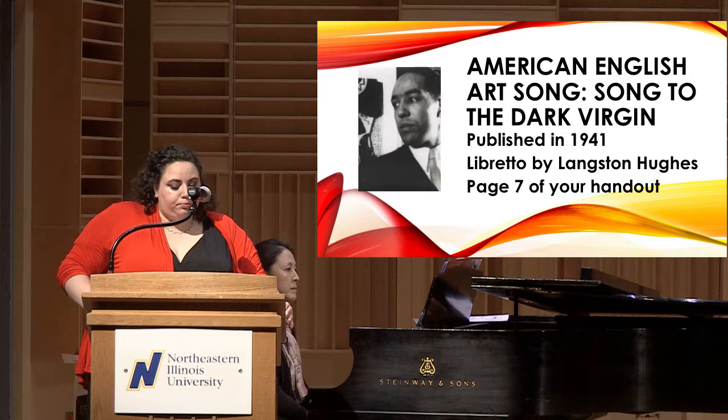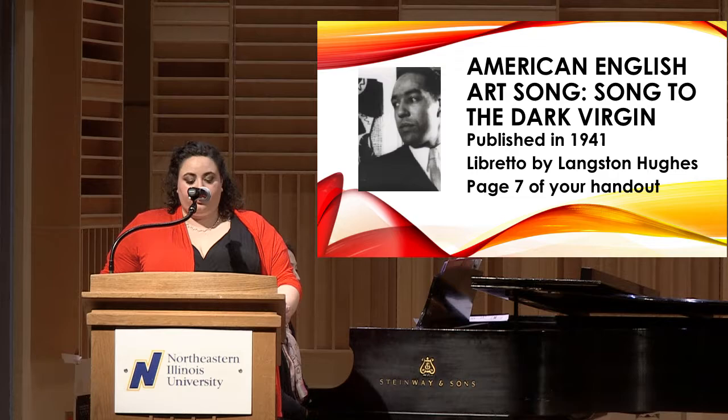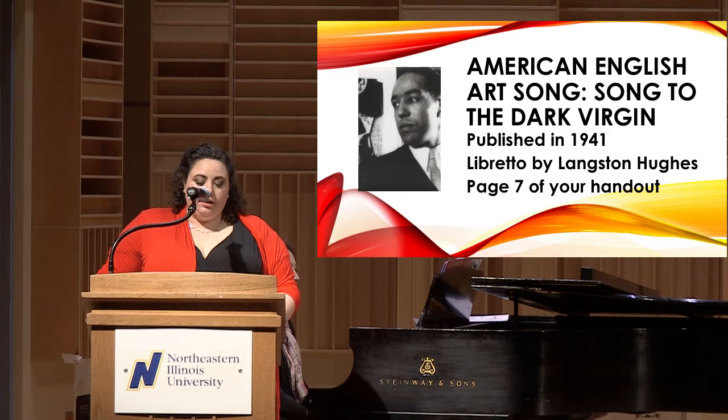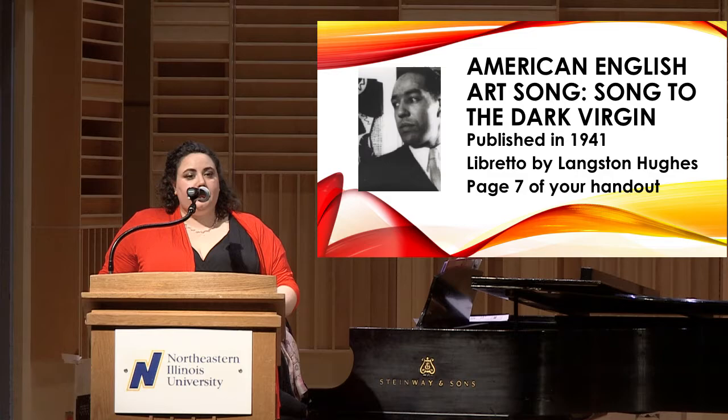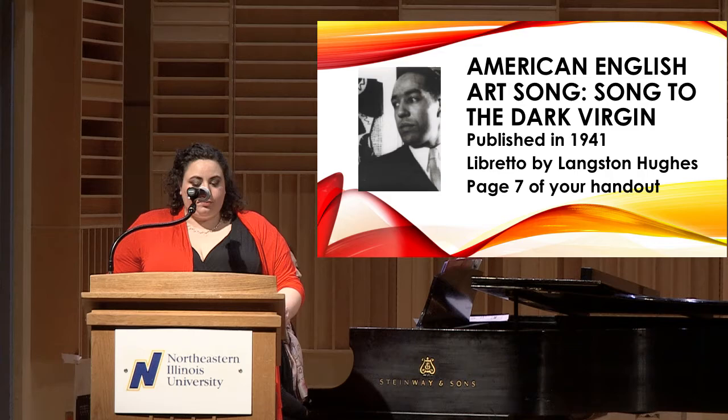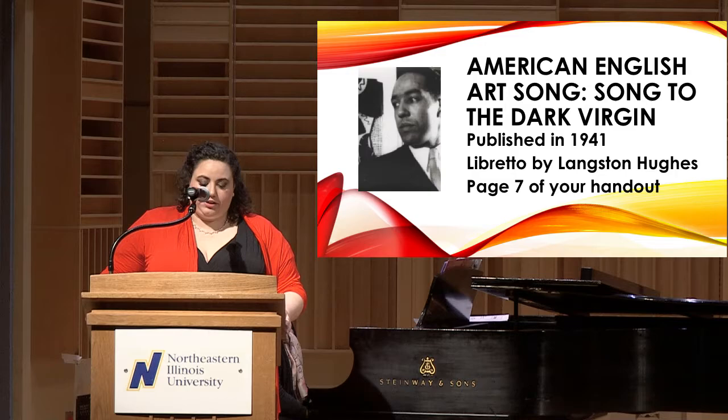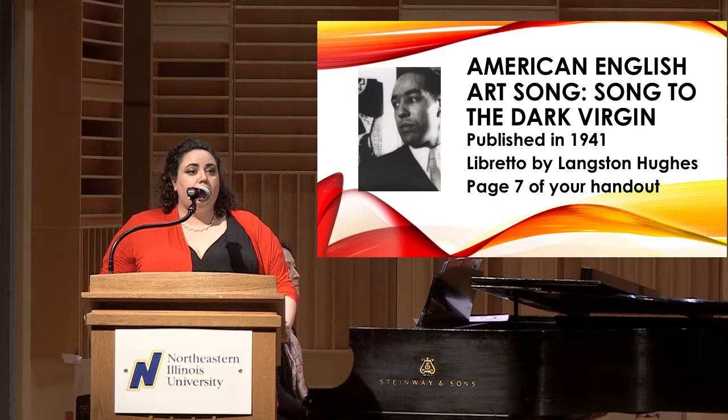Florence Beatrice Price's compositional style often featured folk elements and did not shy away from her use of her African-American identity in her music. In 1941, Florence Price set Langston Hughes' poem Song to the Dark Virgin. The accompaniment is largely harmonically supportive, but does have some rhythmic counterpoint. She creates large sweeping lines and specific dynamics with these lines to draw on the emotion of the central text. This piece is especially suited to an undergraduate student and would be another excellent choice for an English art song.